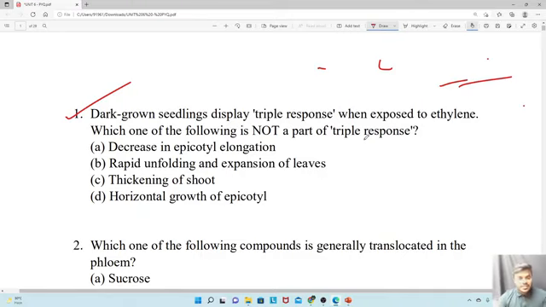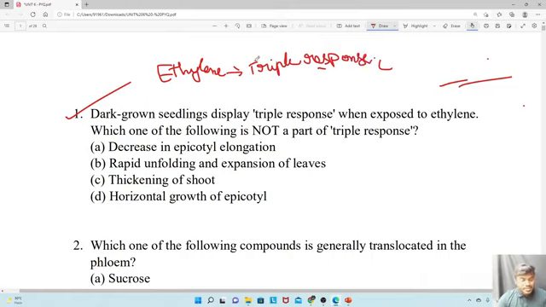Okay. So friends, we all know very well. Ethylene is the hormone that will show the process called the triple response. And I want every student to remember, friends, it never shows the triple response in every plant. It will show the triple response only in particular seedlings. What do we call them? Etiolated seedlings only.